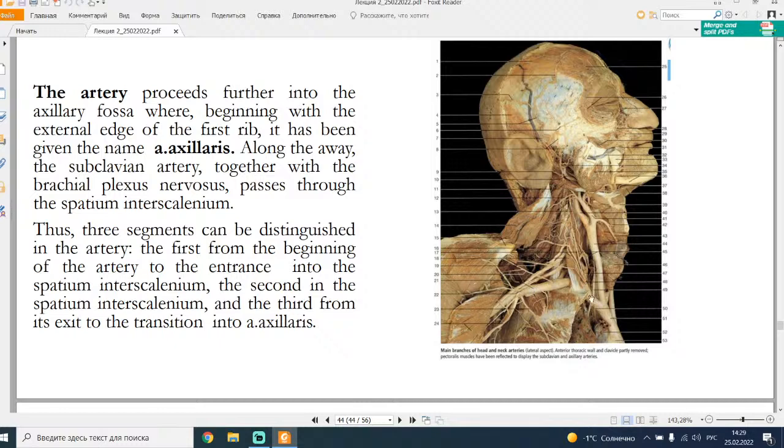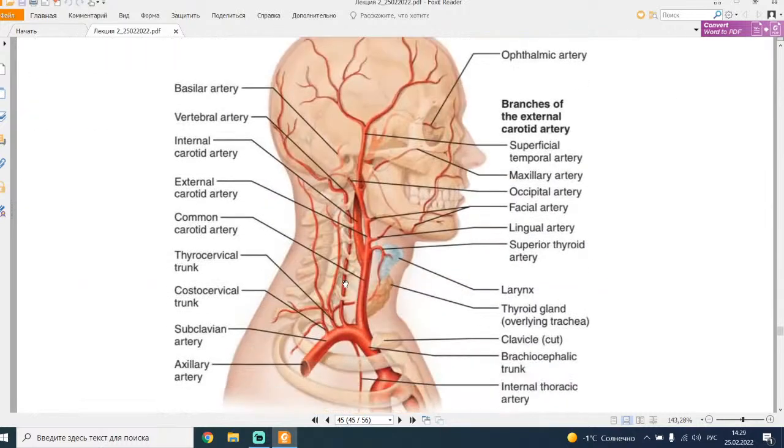This is the subclavian. This is arteria carotis communis. This is truncus brachiocephalicus, arteria subclavia. This is arteria axillaris. And you see, this is the subclavian artery, the common carotid artery. This is the subclavian artery, the first rib. This is the axillary artery.